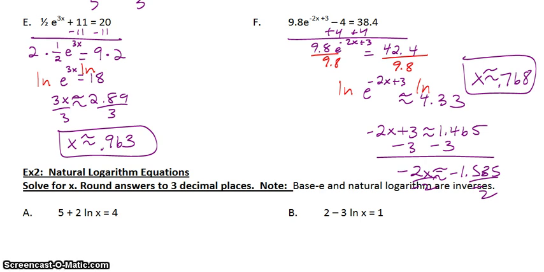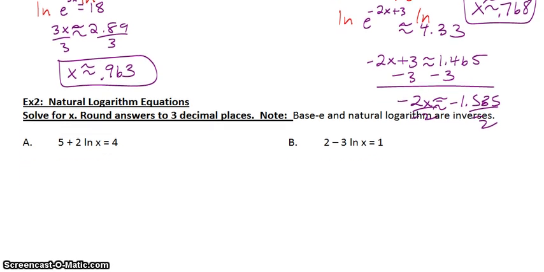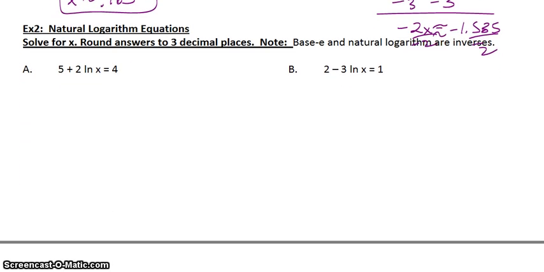I'm going to now move on and talk about going the other way. Instead of being given e, now we're going to be given the ln of x. Natural logarithm equations. We're going to solve for x again. We're going to round to 3 decimal places, and remember again, same thing I said earlier, base e and natural logarithm are inverses.